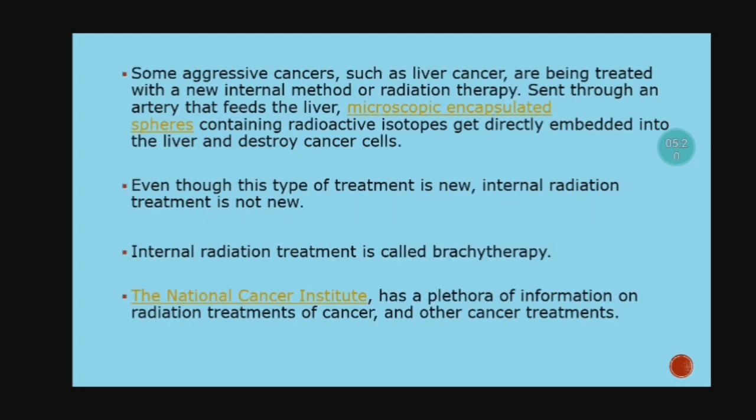Some aggressive cancers, such as liver cancer, are being treated with a new internal method of radiation therapy. Sent through an artery that feeds the liver, microscopic encapsulated spheres containing radioactive isotopes get directly embedded into the liver and destroy cancer cells. Even though this type of treatment is new, internal radiation treatment is not new. Internal radiation treatment is called brachytherapy. The National Cancer Institute has a plethora of information on radiation treatments of cancer and other cancer treatments.